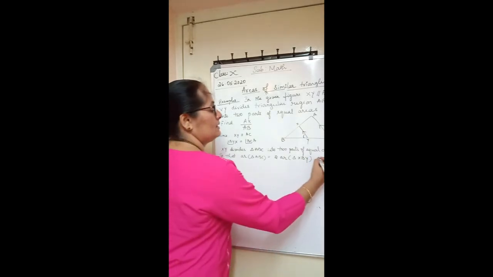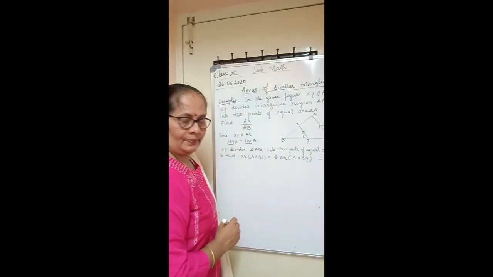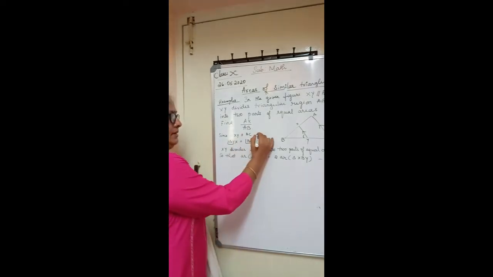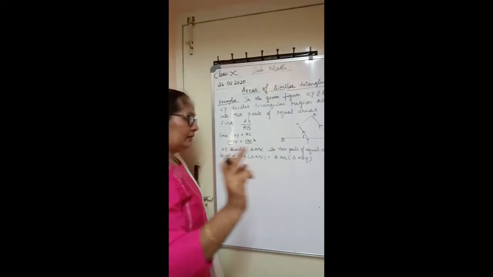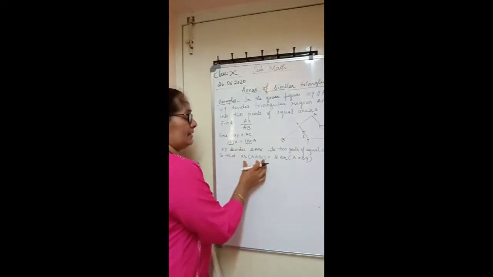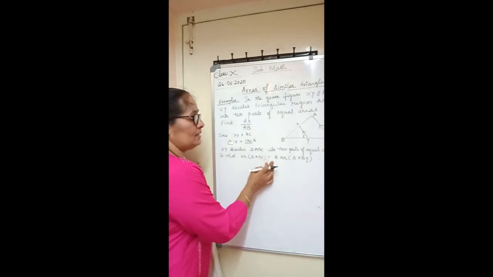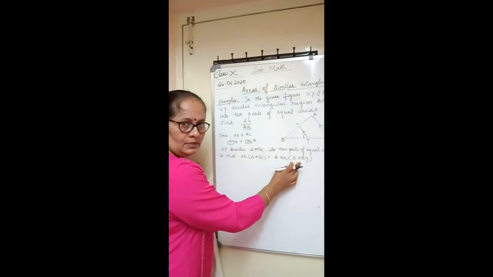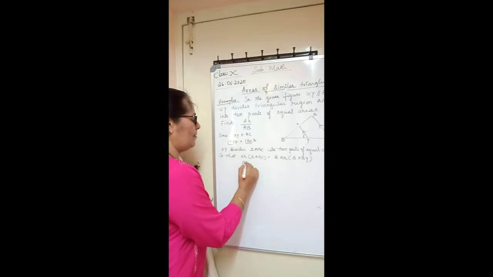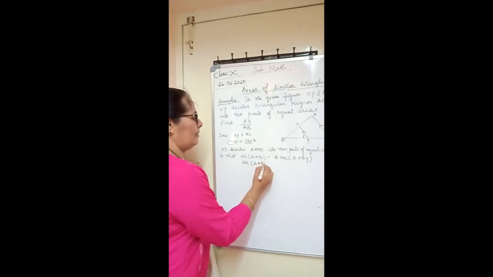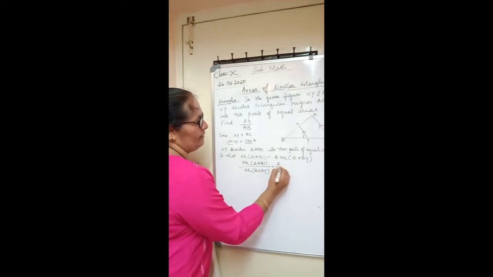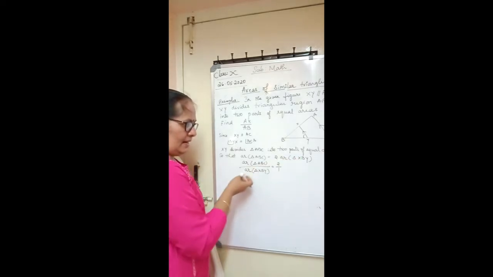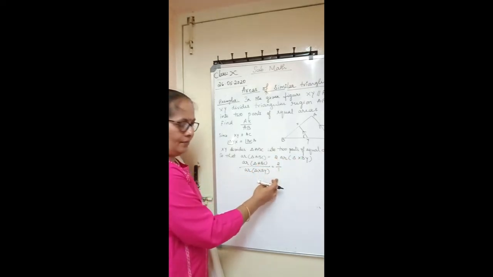Yes. So this is the one condition given. And the other condition is XY parallel to AC. Now, when area of the triangle ABC equals twice the area of the triangle XBY, then area of triangle ABC by area of triangle XBY equals 2 by 1.